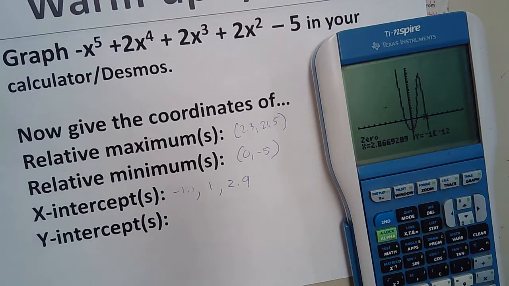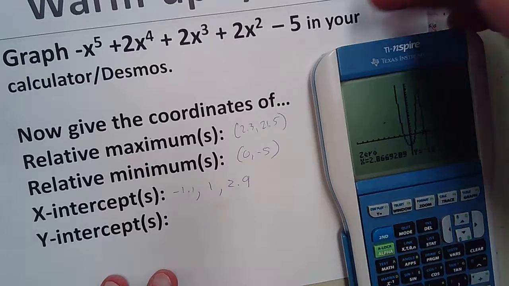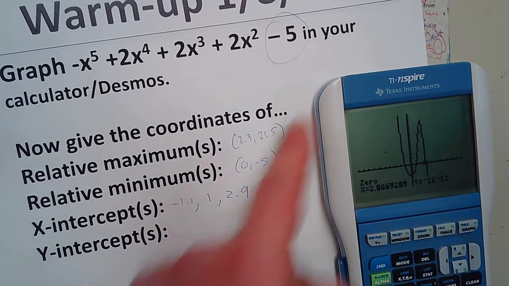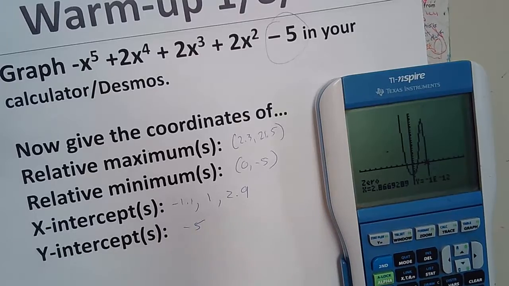All right, y-intercept, we already knew it. Now, you don't even need a calculator to do y-intercept. Remember, if there's just a constant term being added or subtracted, that's the y-intercept. And if there isn't one, then the y-intercept's at 0. So in this case, our y-intercept is just at -5.